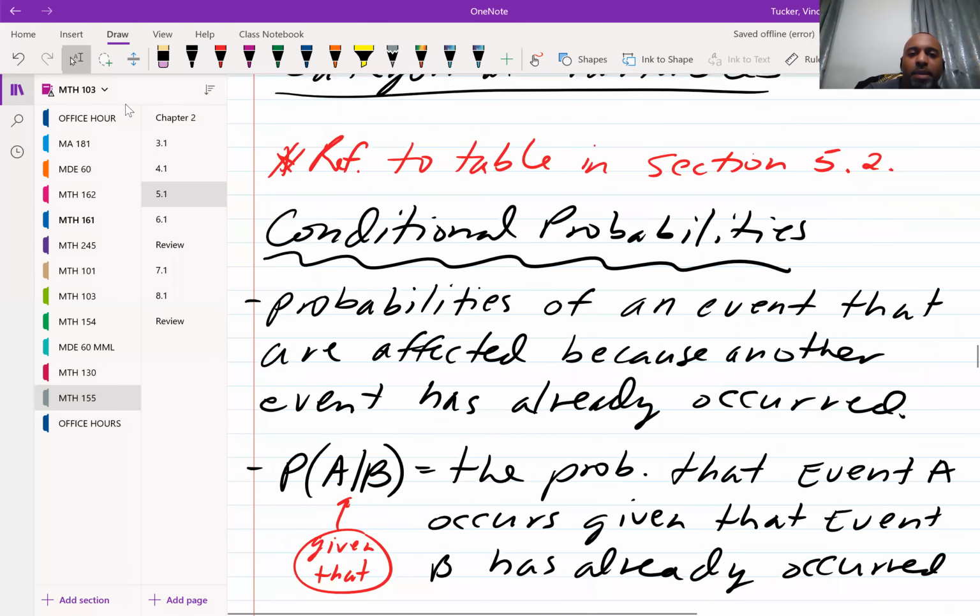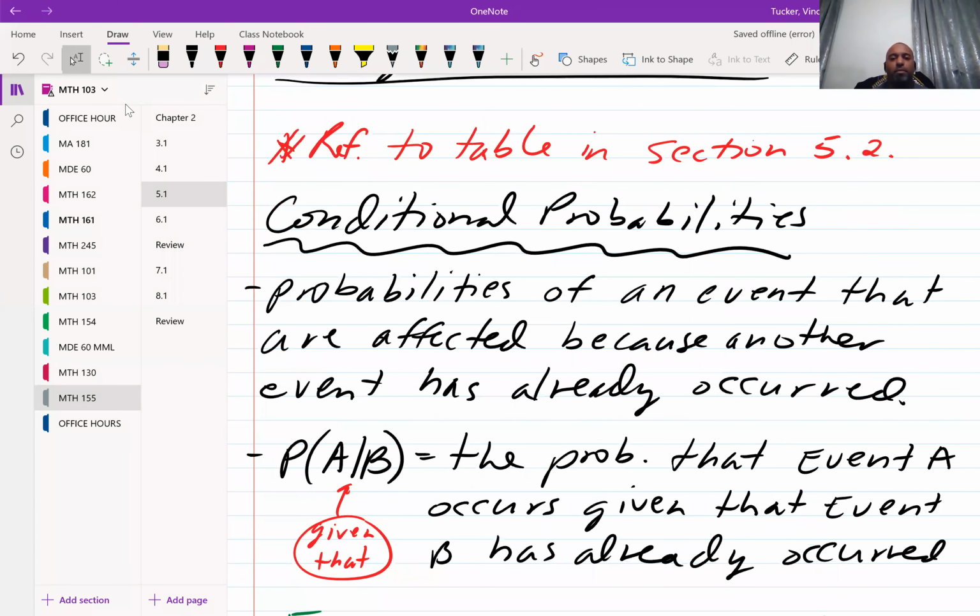Looking at conditional probabilities, it's the probability of an event that is affected because another event has already occurred. The notation we have is probability of A given B, P(A|B). That means the probability that event A occurs, given that B has already occurred. So that's the notation for that.